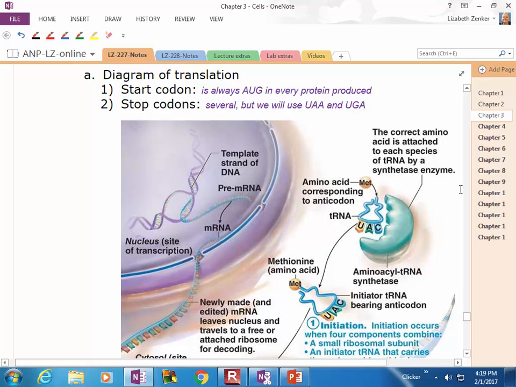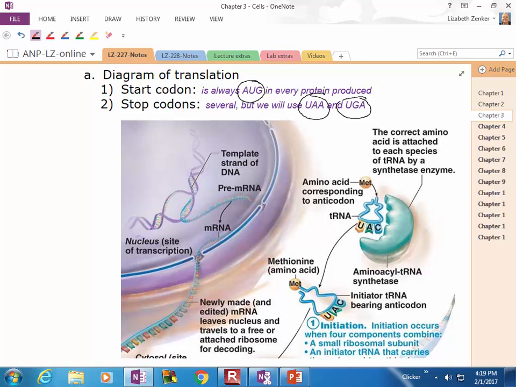This is the same story that you guys saw before. So, diagram of translation. Transcription happened in the nucleus, and we moved on to translation. The start codon is always AUG in every protein produced. And the stop codons that you have to memorize are UGA and UAA. Those are the 2 stop codons you need to memorize. There are others, but these are the only 2 I want you to memorize.